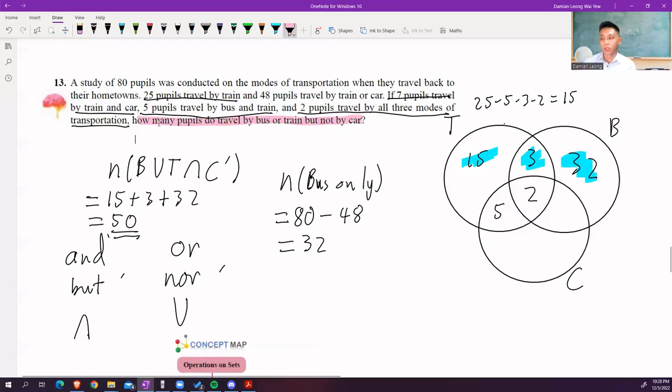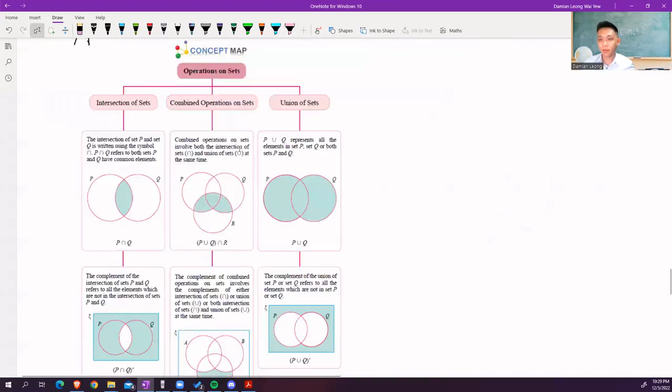Okay. So basically, mainly this chapter is all about the union and intersect. As long as you can differentiate them, you know how to identify which part represents what, then it shouldn't be an issue for you, right? So just remember, intersection is where they overlap. Union is combining both together. And then combined operations is a combination of union, union, union intersect, or intersect, intersect.